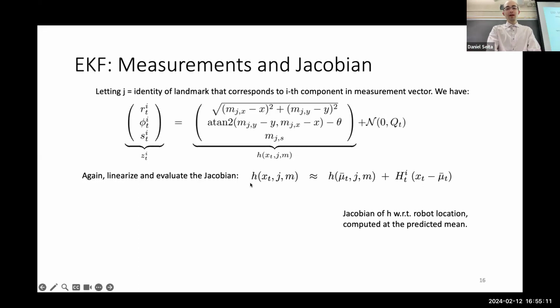So we have the function here. It is approximately equal to that same function, but we change the input so that it's at the mean value. Now, again, the notation here of J and M, that's because we assume that this extra information is there, but the main input that matters is the X here. And then this is the predicted mean. And HTI is the Jacobian, where it's specific for that feature. And then you do that for all the features you might have.